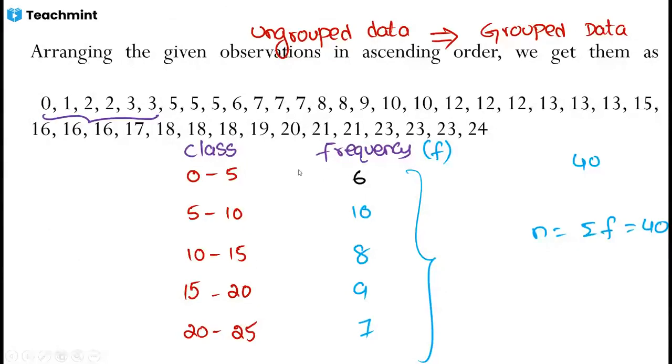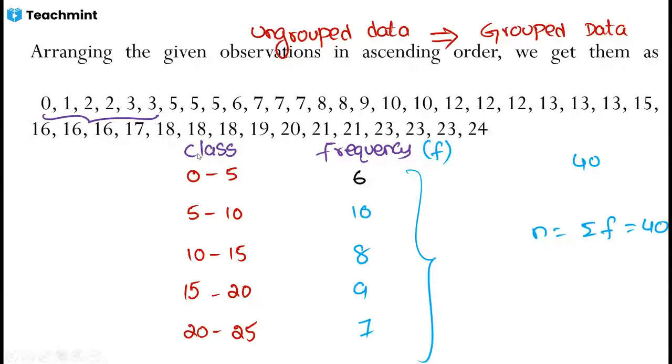See, my dear friends, this is how the given question is. Class will be given, frequency will be given. Now we have to calculate mean, median, mode class, range, and mid-range. In grouped data, mid-range is there and range is also there. This is how the question will be given. They don't give the raw data.